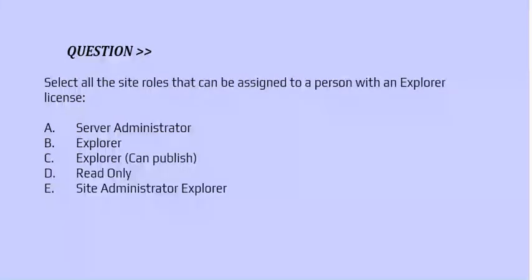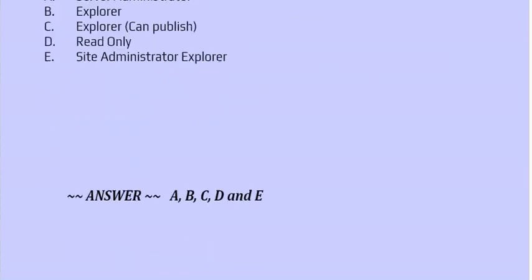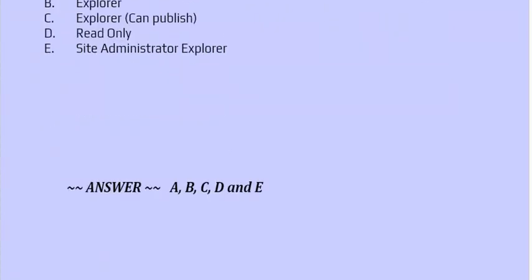Next question is, select all the site roles that can be assigned to a person with an Explorer license. Option A, Server Administrator. Option B, Explorer. Option C, Explorer can publish. Option D, Read only. Option E, Site Administrator Explorer. Correct answer is option A, B, C, D and option E.